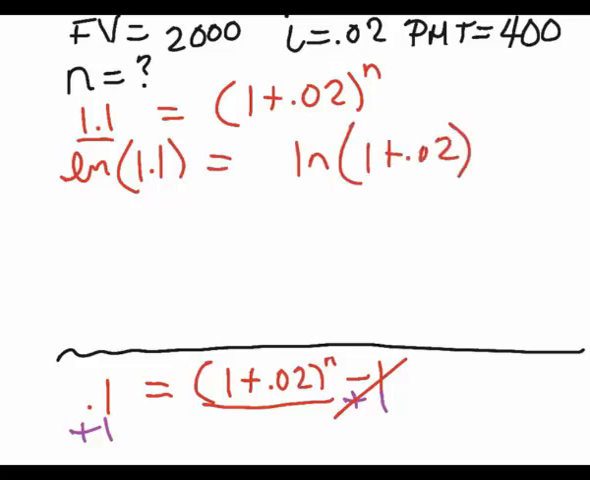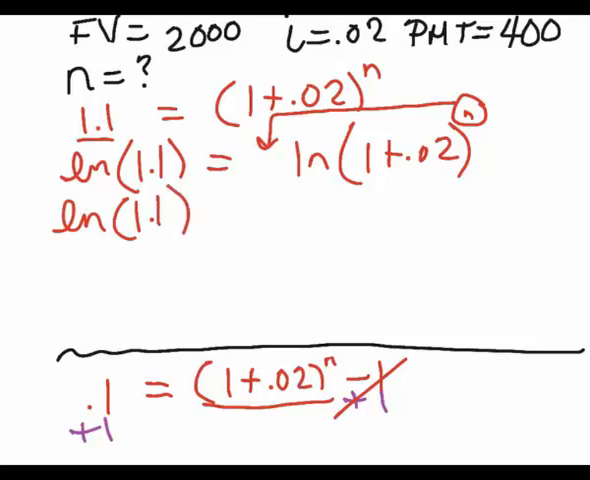Now, why do I do that? Because if I take the natural log, I can take that exponent and bring it down to become a coefficient. So I have now a natural log of 1.1 equals n times the natural log of 1.02. I just went ahead and added it because 1 plus 0.02 is 1.02. So now I have n times this. So it's no longer an exponent, it's a coefficient that I can actually solve for.